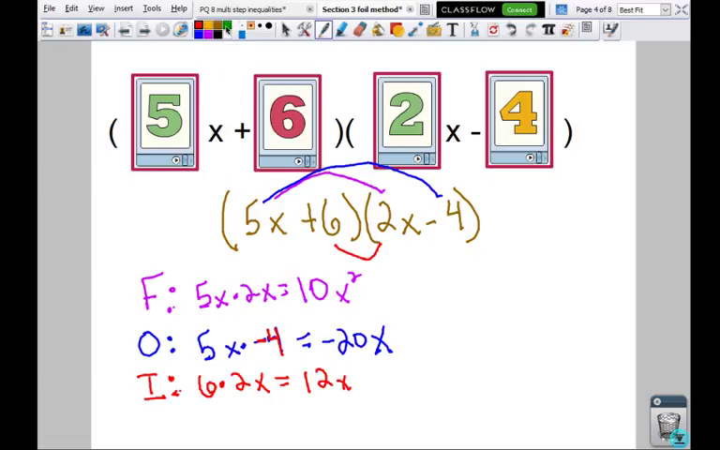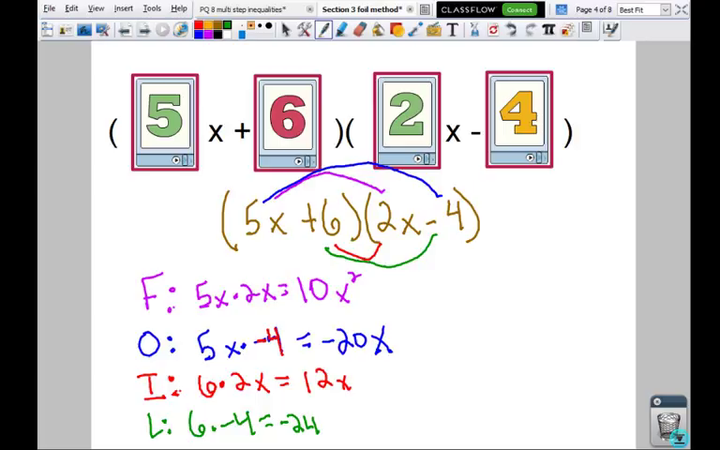And then for the last, what are we multiplying together, Caleb? Last, remember, last in each parenthesis. So what's the last in this one? 6. What's the last in the other one? So 6 times negative 4, which is negative 24. Oh, wait, no, I'm wrong. That's 7 times 4. Oops.